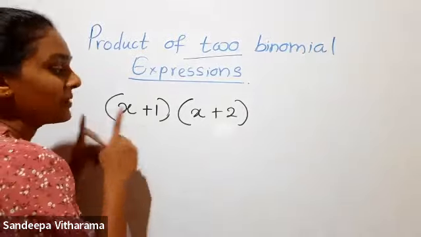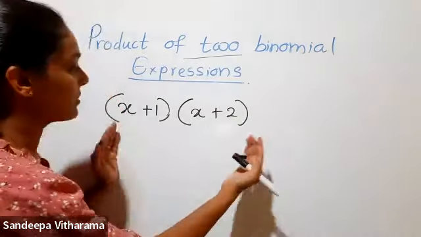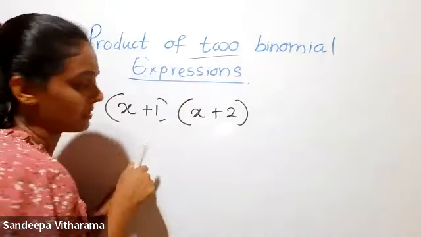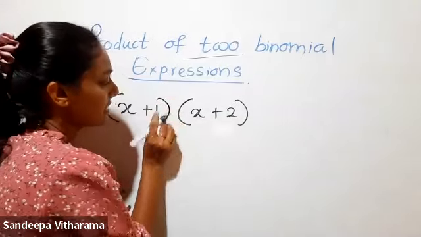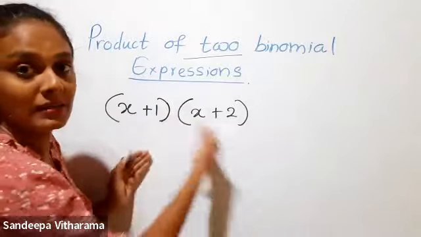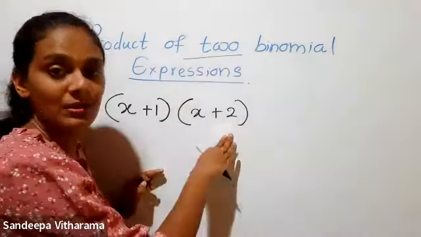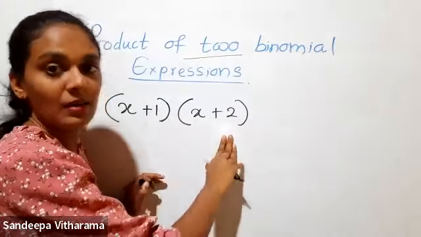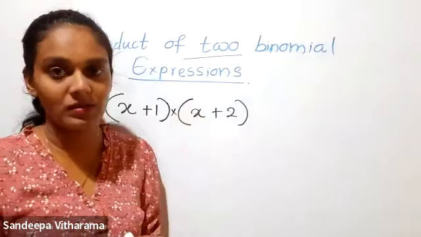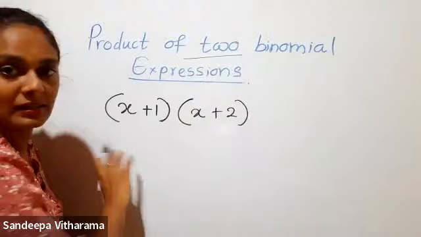There should be brackets for the binomial expressions and there should be no operation between these two. If there is addition, that means you have to add these two. If there is subtraction between these two, that means you have to subtract these two. Okay, but there's no. If there is multiplication, it is not wrong. Okay, but usually we do not write it like this. So don't hope it like it.